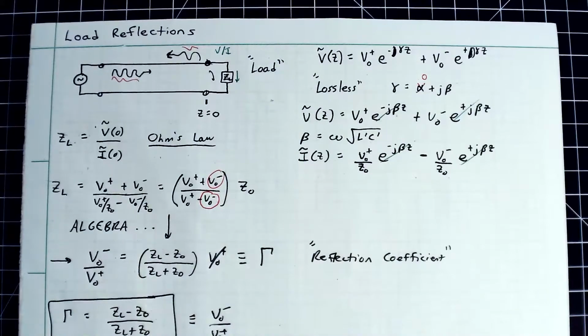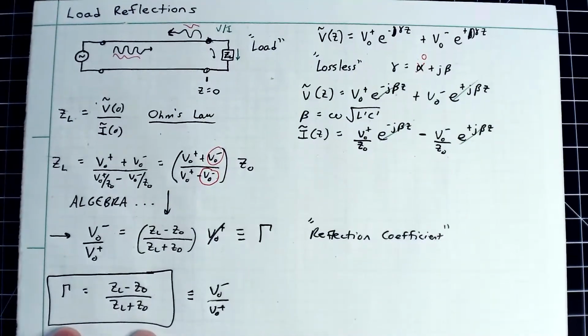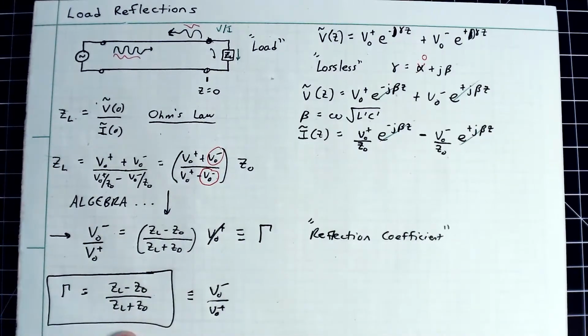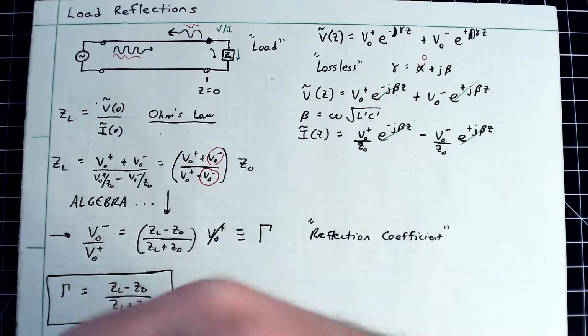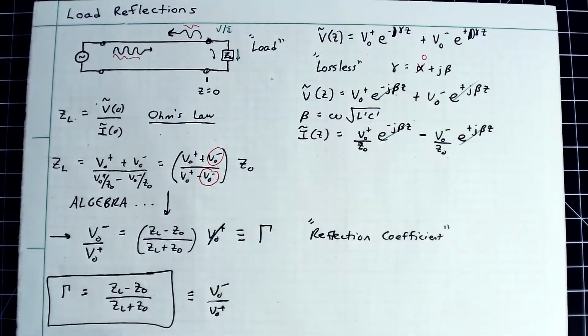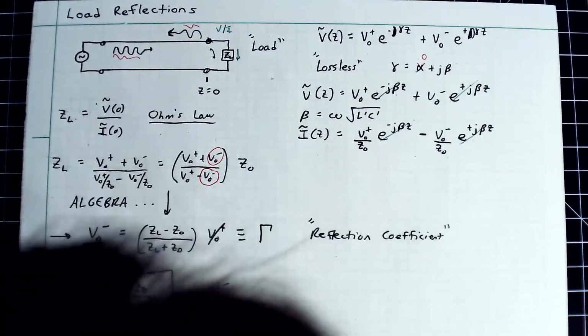I want to put a box around this because this is one of those bread and butter equations that is going to occur time and time again and tell us so much about transmission lines. So burn this into your memory if you haven't done so already. I often like to say, inscribe it on the inside of your eyelids so that every time you blink, you see this expression, because it is going to come up time and time again.